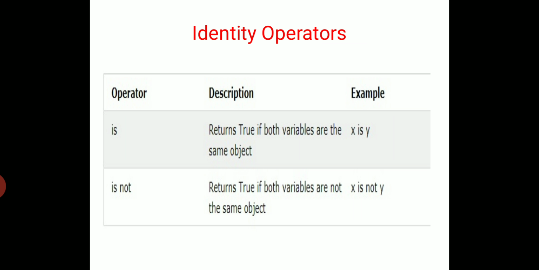Identity operator. So what is the identity operator? Identity means it returns true if both variables are the same object. Means if A is B or B is A, if both are the same, then we can use the is operator. And when these variables are not the same object, then the is not operator should be used.